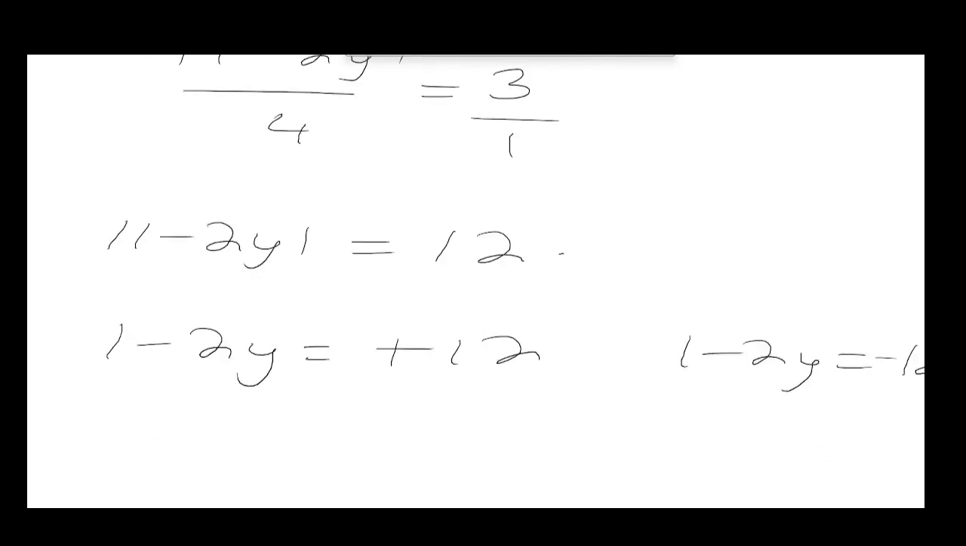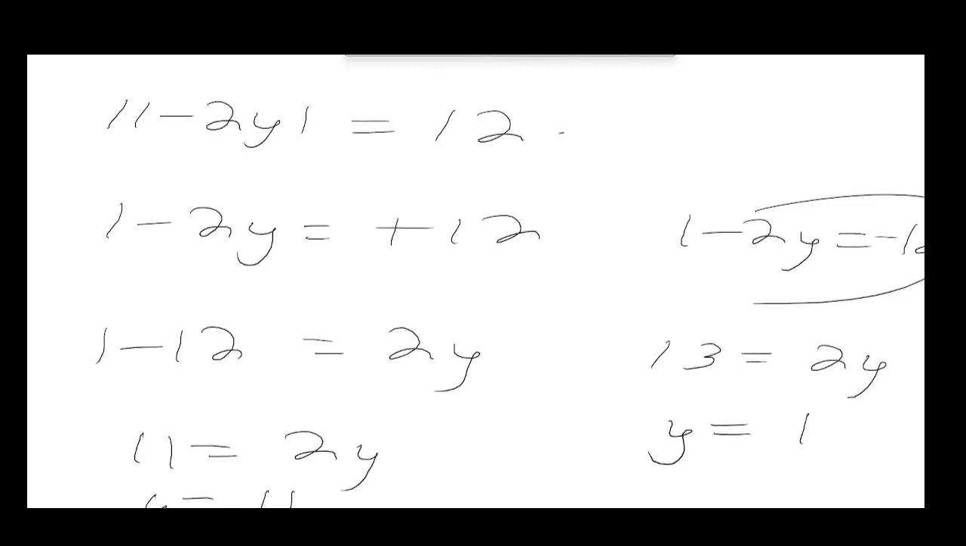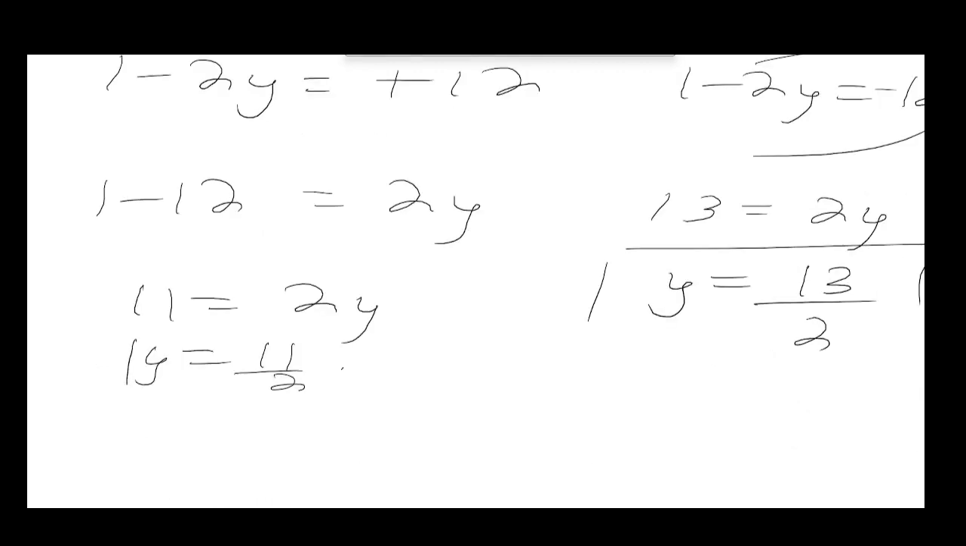Okay, so first this minus 2y will go to the right and 12 will go to the left. So that results in 1 minus 12 is equal to 2y. So we are going to get negative 11 is equal to 2y and y will be negative 11 divided by 2. This is going to be our answer. But for here, what will happen is that this will go to the right, this will go to the left. So 12 plus 1 is 13 and 13 will be equal to 2y. So that means the value of y is equal to 13 by 2. So these are our answers.